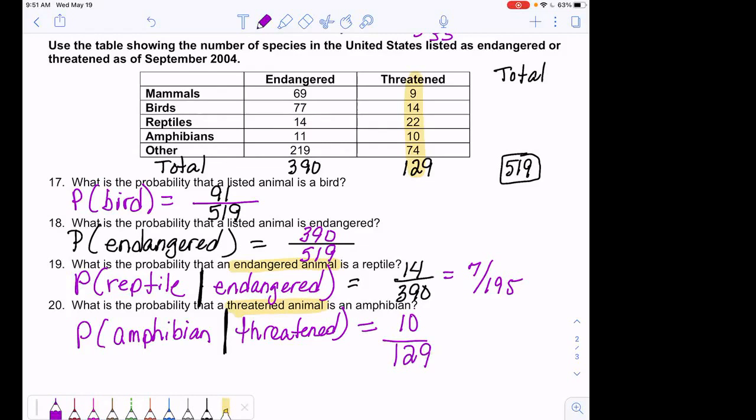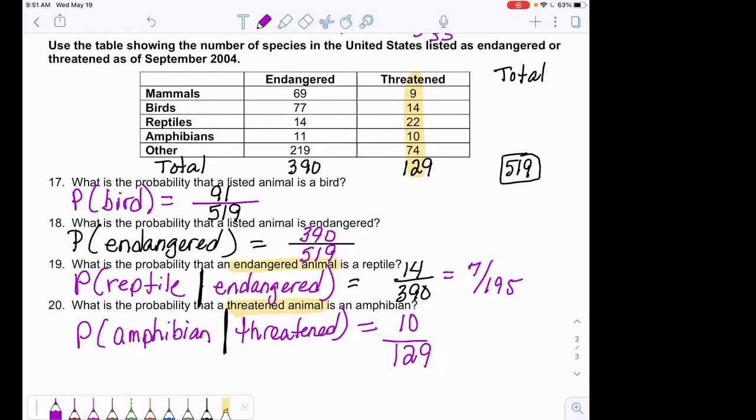So when you see that wording, this condition that's given tells us the specific total we're looking for. So no longer the total of 519, but instead my total is out of the threatened animals of 129, or the endangered animals of 390. Any questions on those?